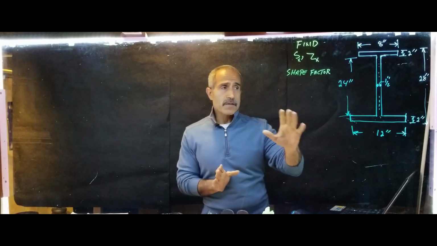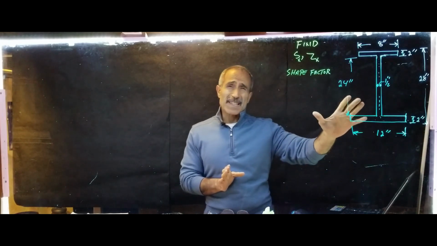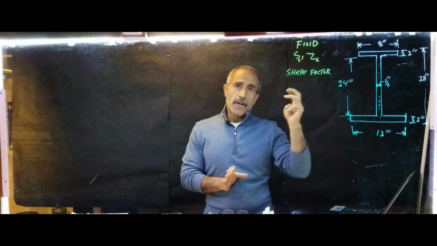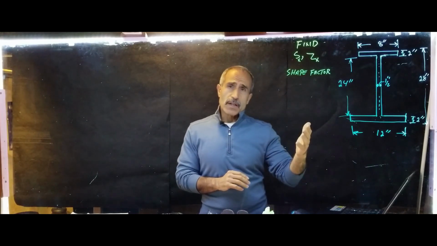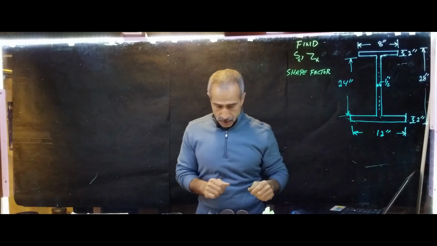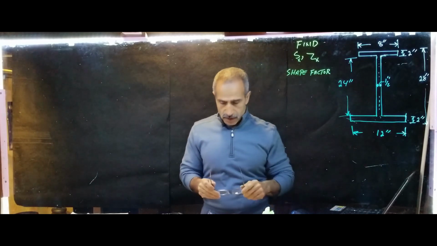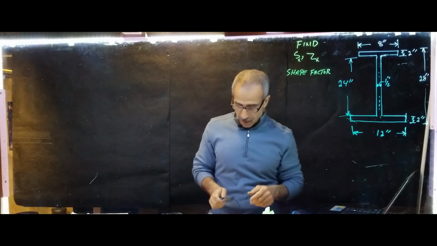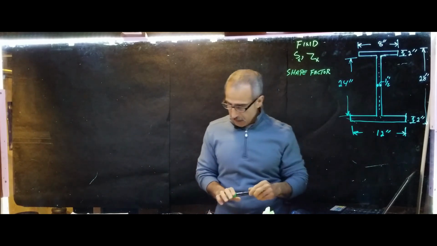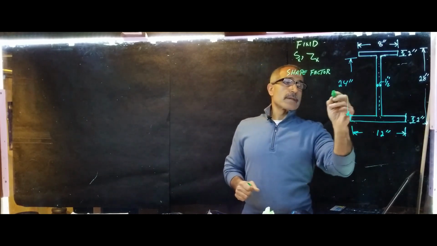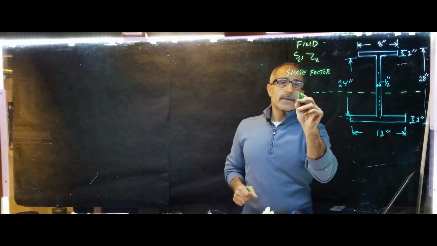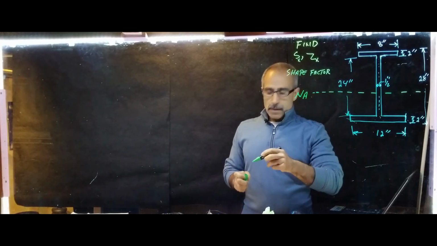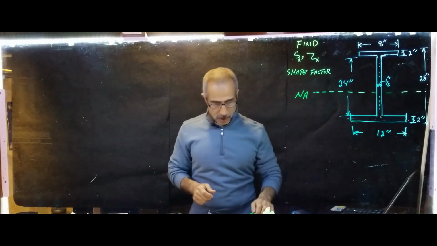To find SX, first we have to find the neutral axis of this shape. After we find the neutral axis, we can calculate the moment of inertia, and after we calculate the moment of inertia, we can proceed from there. So let's find the neutral axis. We've assumed the neutral axis is someplace around here. Okay, let's call that the neutral axis.